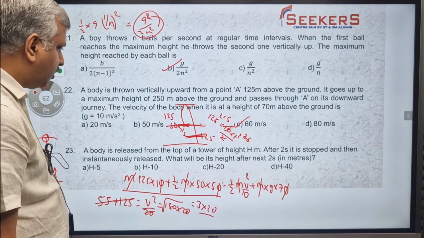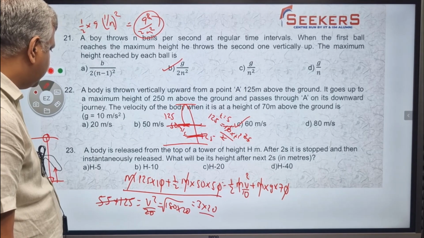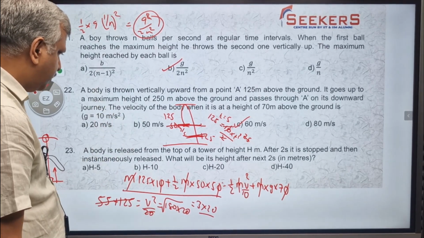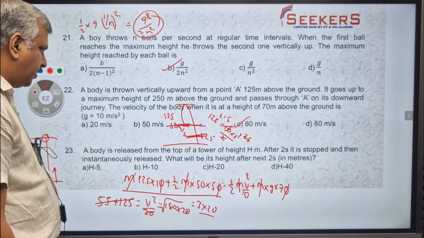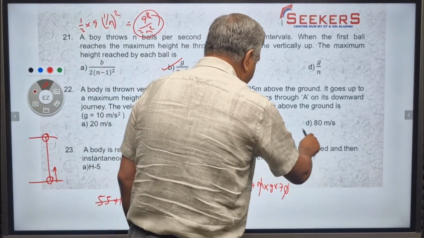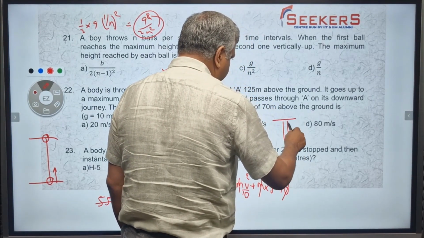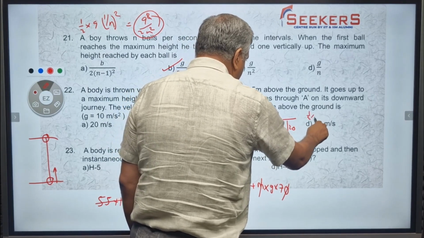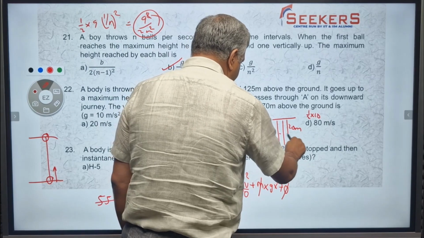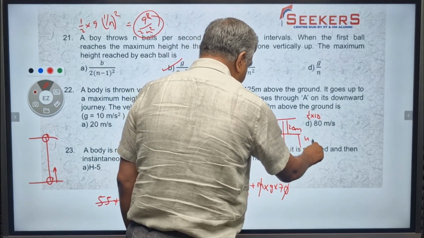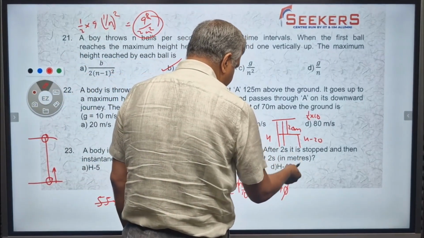A body is released from the top of a tower of height h. After 2 seconds it is stopped and then instantaneously released. This is similar to the first one that we worked out. What will be its height after the next 2 seconds? So after 2 seconds it would have traveled half into 10 into 2 into 2, 20 meters. So this full thing is h, and now it is h minus 20. Now it is stopped and then again released. So after 2 seconds again it will travel 20. So the answer is h minus 40.